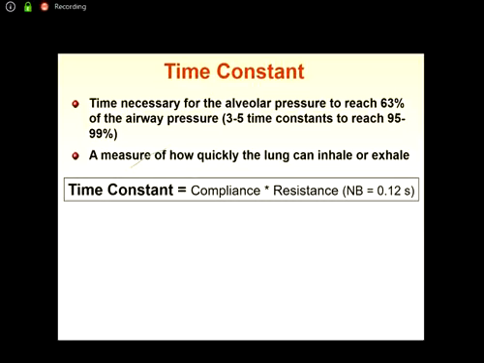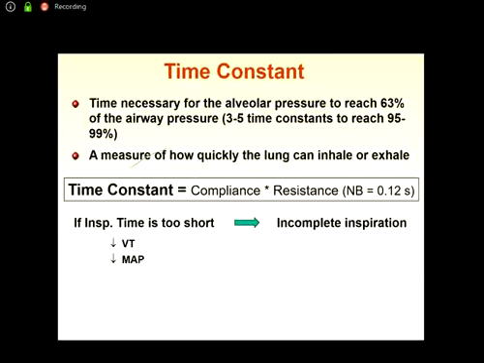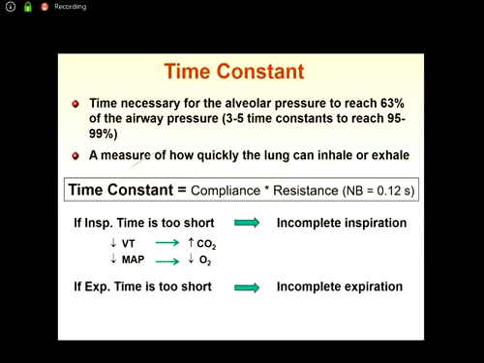So if your TI is not long enough or your expiratory time is not long enough, you may get into trouble. That's why it's not a good idea to use very high frequencies or rates when you are ventilating babies with BPD or meconium aspiration. As I said, if inspiratory time is too short, you have an incomplete inspiration, your VT will decrease, your mean airway pressure will decrease, and you will end up with increased CO2 and decreased O2.